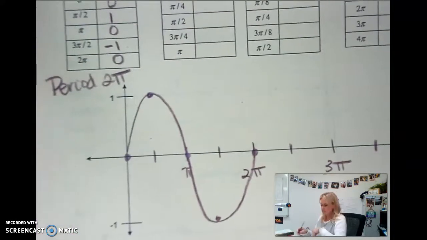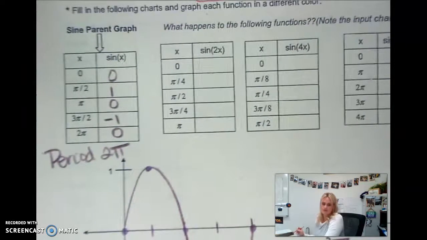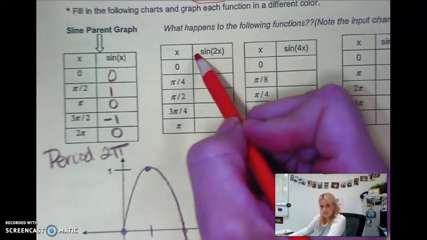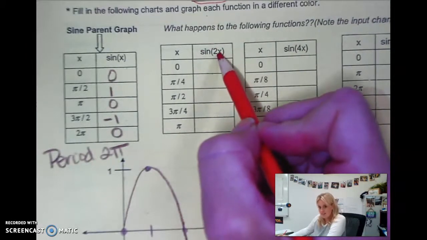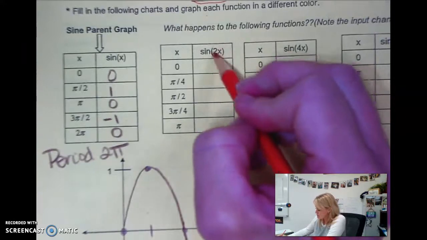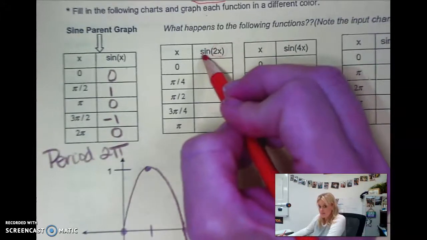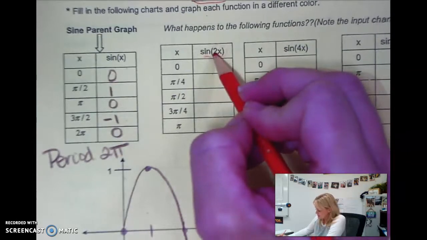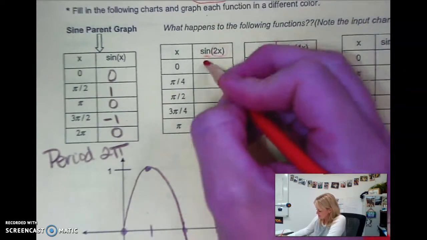Okay? So now look at what happens today. Where is the number? The number yesterday was outside of the function. Today it's inside the function. So what we're actually looking at is multiplying this first, then finding the sine. So 2 times 0 is 0. The sine at 0 is still 0.